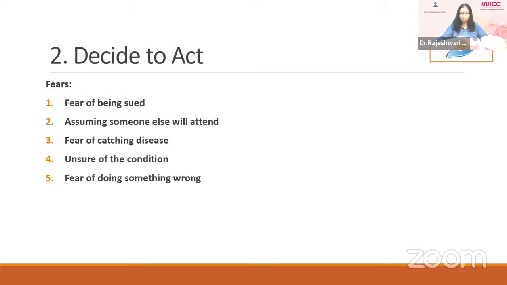Deciding to act. Second step is to decide to act immediately. While deciding to act, many things come to mind, no? One thing is fear of being sued. Oh, someone will catch me, I will land in unnecessary trouble. And that thought comes first. So you are all aware of the Good Samaritan Act, right? You know the Motor Vehicle Act also, for road traffic accidents. So there is no fear of being sued. When you train the lay people also, you are going to tell these things.